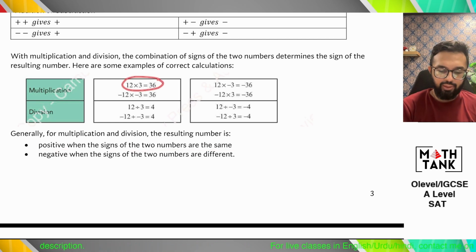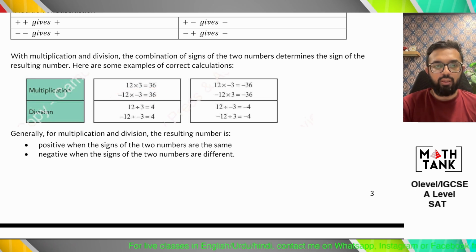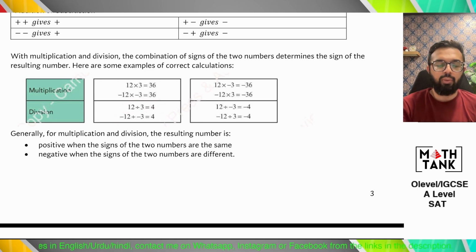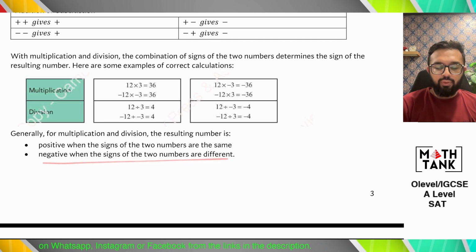So you see 12 into 3 gives you 36, and minus 12 into minus 3 also gives you 36. Okay, 12 divided by 3 gives you 4, and minus 12 divided by minus 3 gives you 4 as well. Negative when the sign of the two numbers are different.